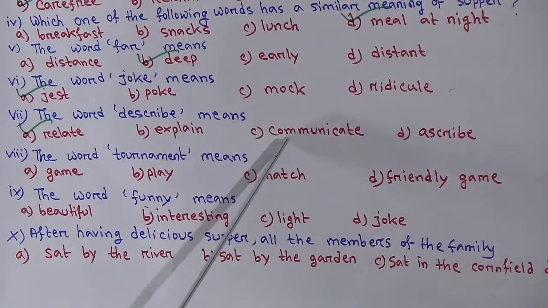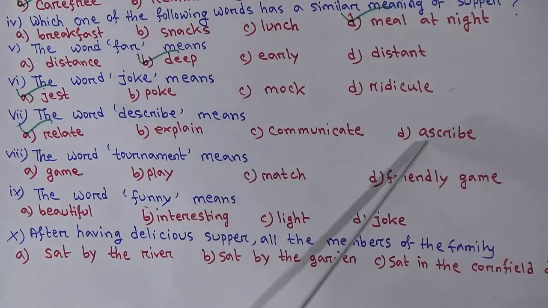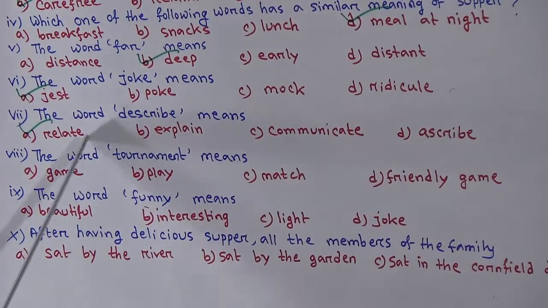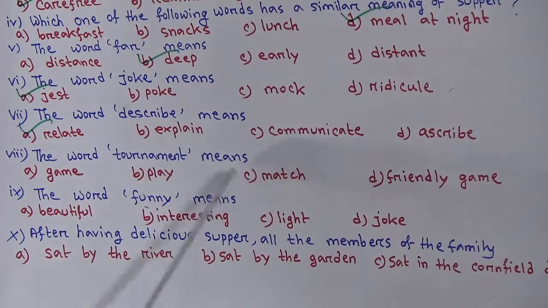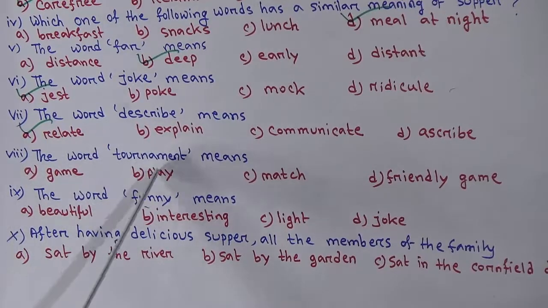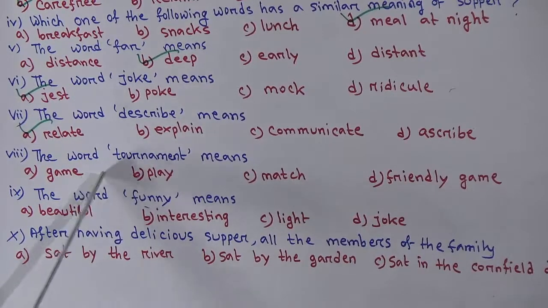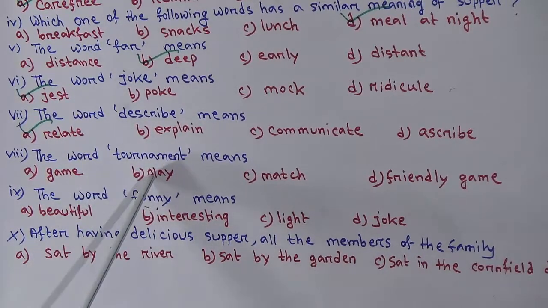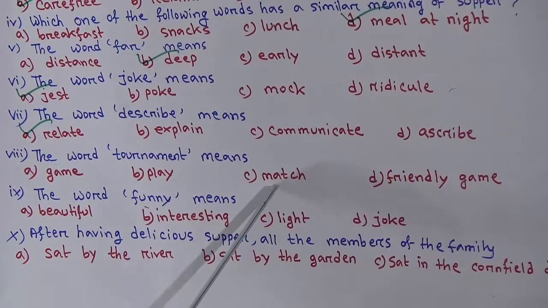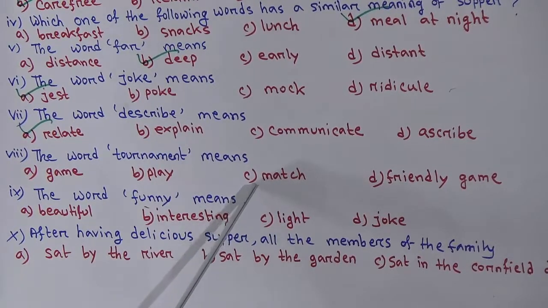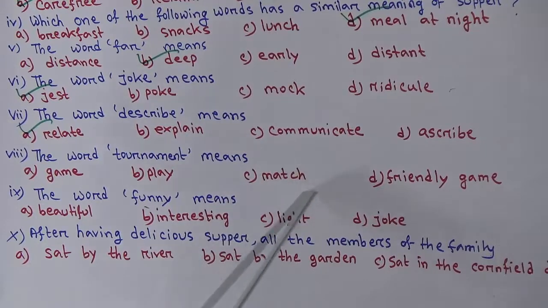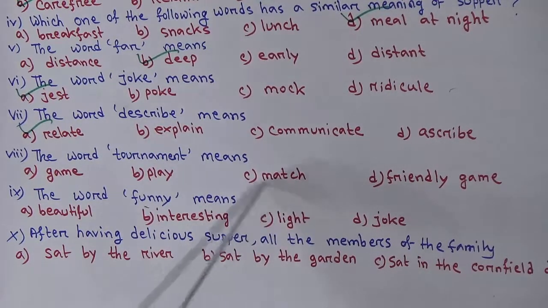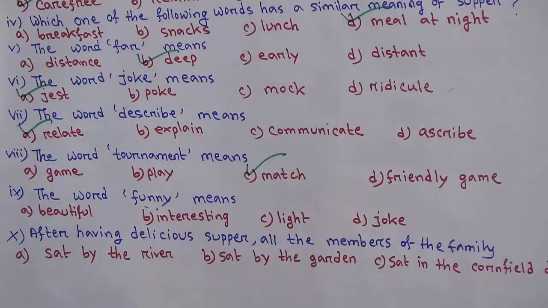So the next one is communicate. Communicate means contact, and ascribe is another. No, the correct answer should be relate. The next one is the word tournament, which means game and play. These both are the same, a kind of activity we do for enjoyment. A match is one kind of activity which we can organize by a group of players or a team. So it should be match. Tournament means match. Friendly game cannot be the answer.